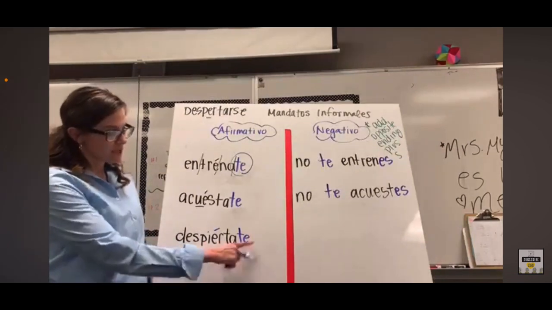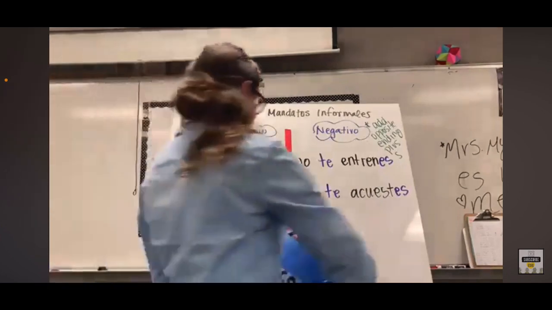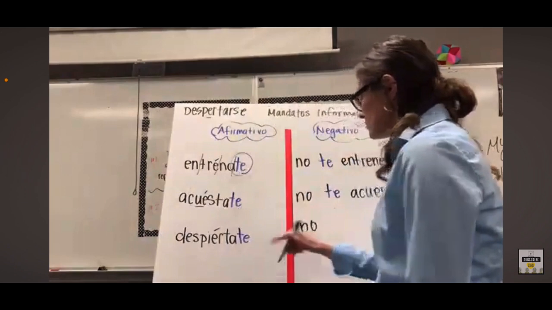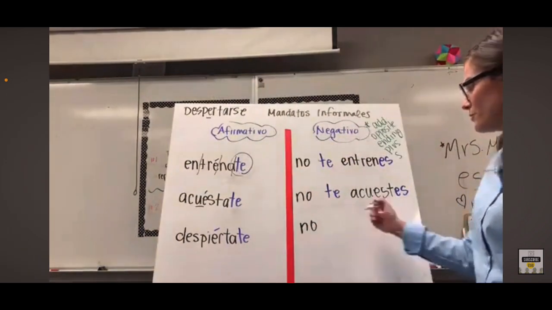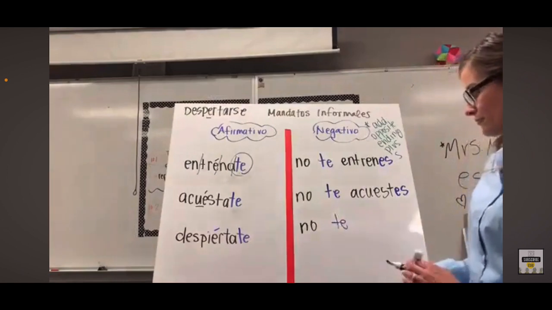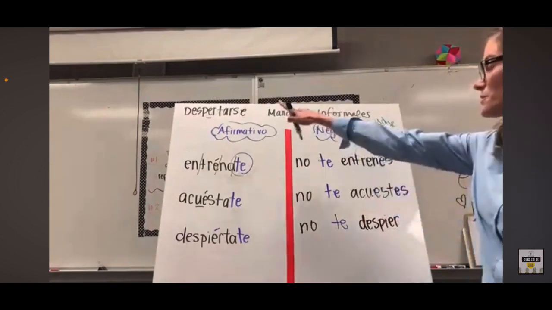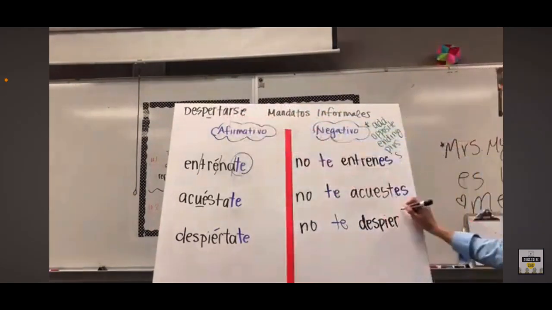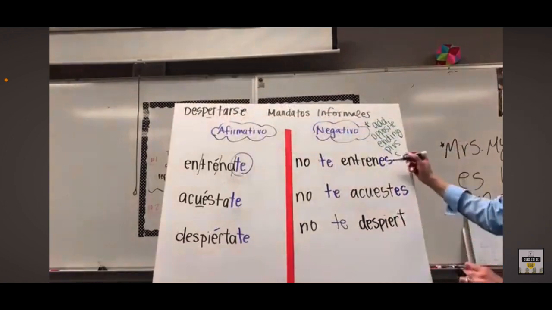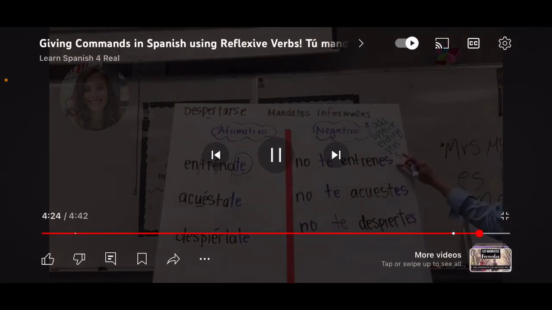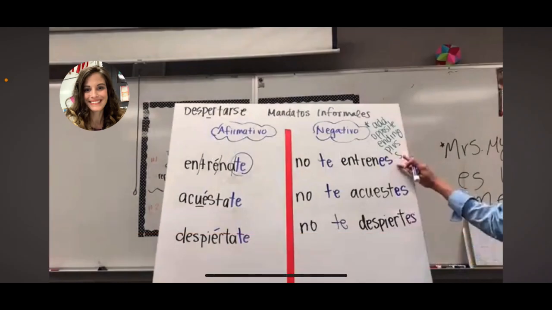So for the negative, again, we're going to follow the same pattern as we did with the first two and put no in front. The pronoun goes in front of the verb. And you'll notice that many of the reflexive verbs are actually AR verbs, and so this is very similar because they all end in A. All right, and there you go. No te despiertes. So, yup, it's pretty much as simple as that. So yeah, that's the video. Now let's move on to the examples.